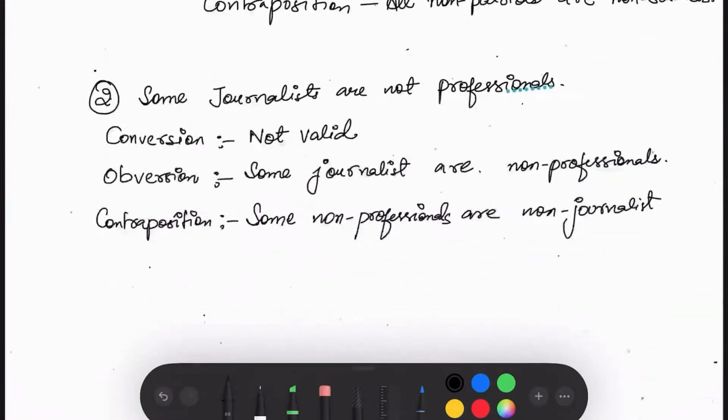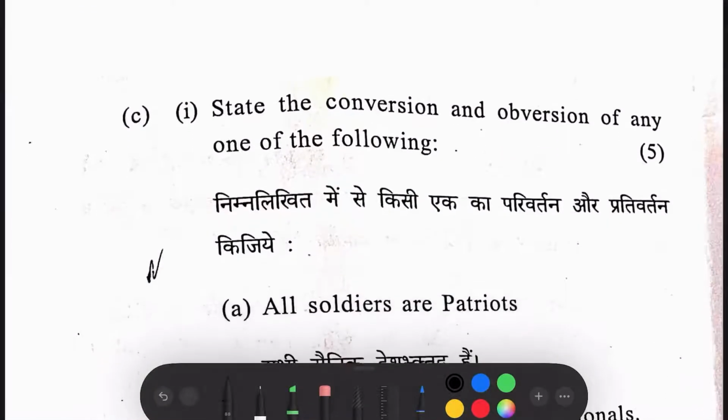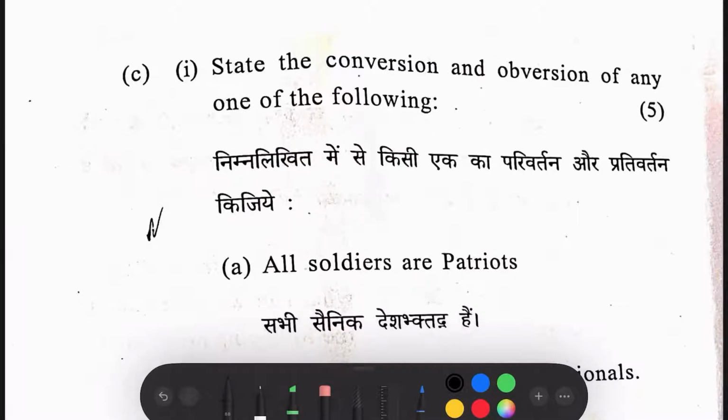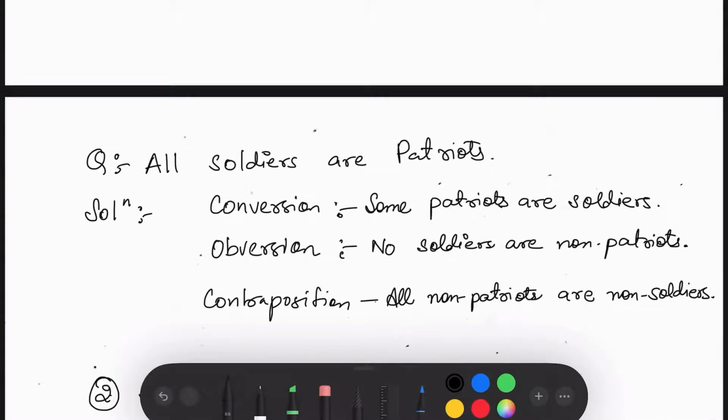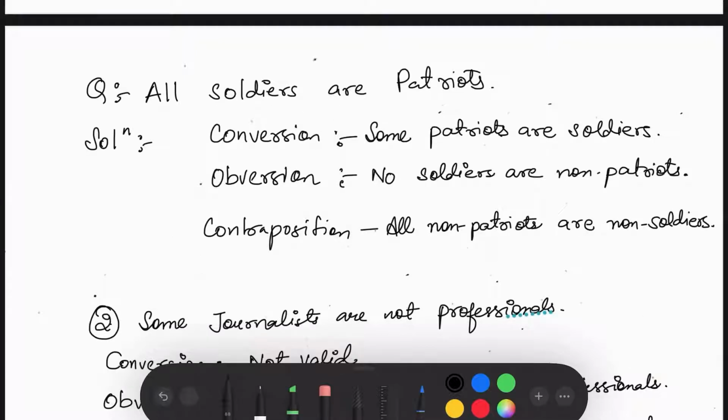Now moving to the next one, your question comes in conversion, obversion. State the converse, obverse and contrapositive of one of the following. Let's start with the first question. The first is: all soldiers are patriots. So this is the given question. Again you have to do conversion, obversion and contraposition. You have to do all three here.